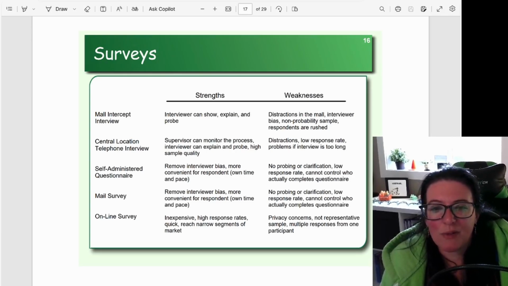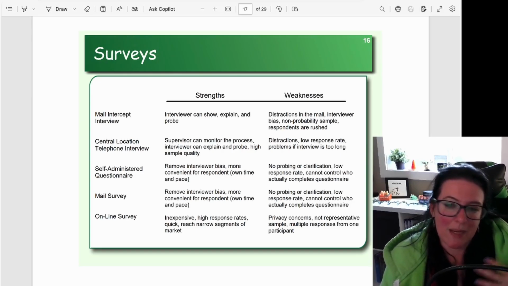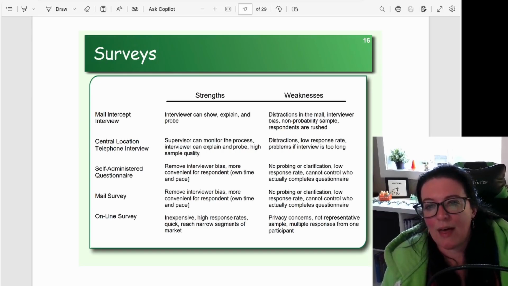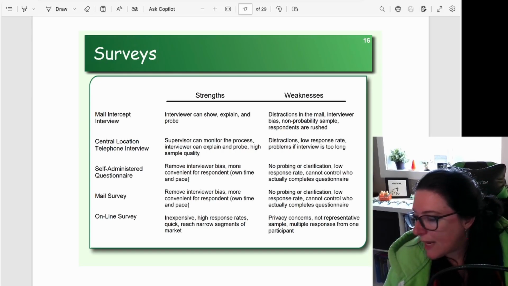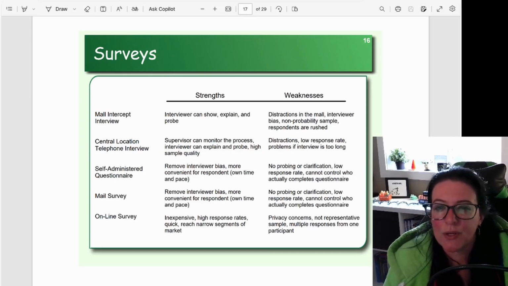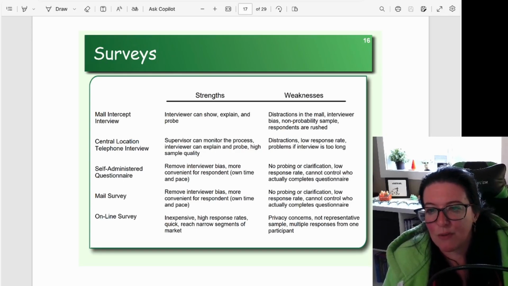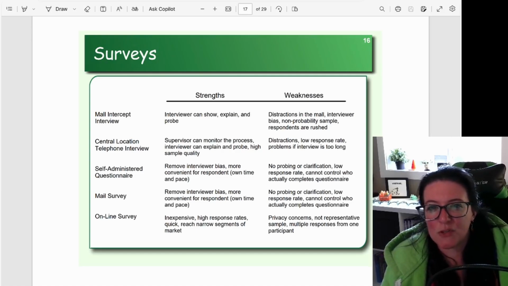The other challenge we have with self-administered questionnaires is the difficulty controlling who's actually completing the questionnaire. If it's not something being done in front of people, then you don't know who's truly filling it out. We'll have the same problem with a mail survey. You won't know who's completing it in the household. It also has that same downside of no probing or clarification and that risk of low response rate. The benefit, just like the self-administered questionnaire, is that it provides a convenient time and removes the interview bias.